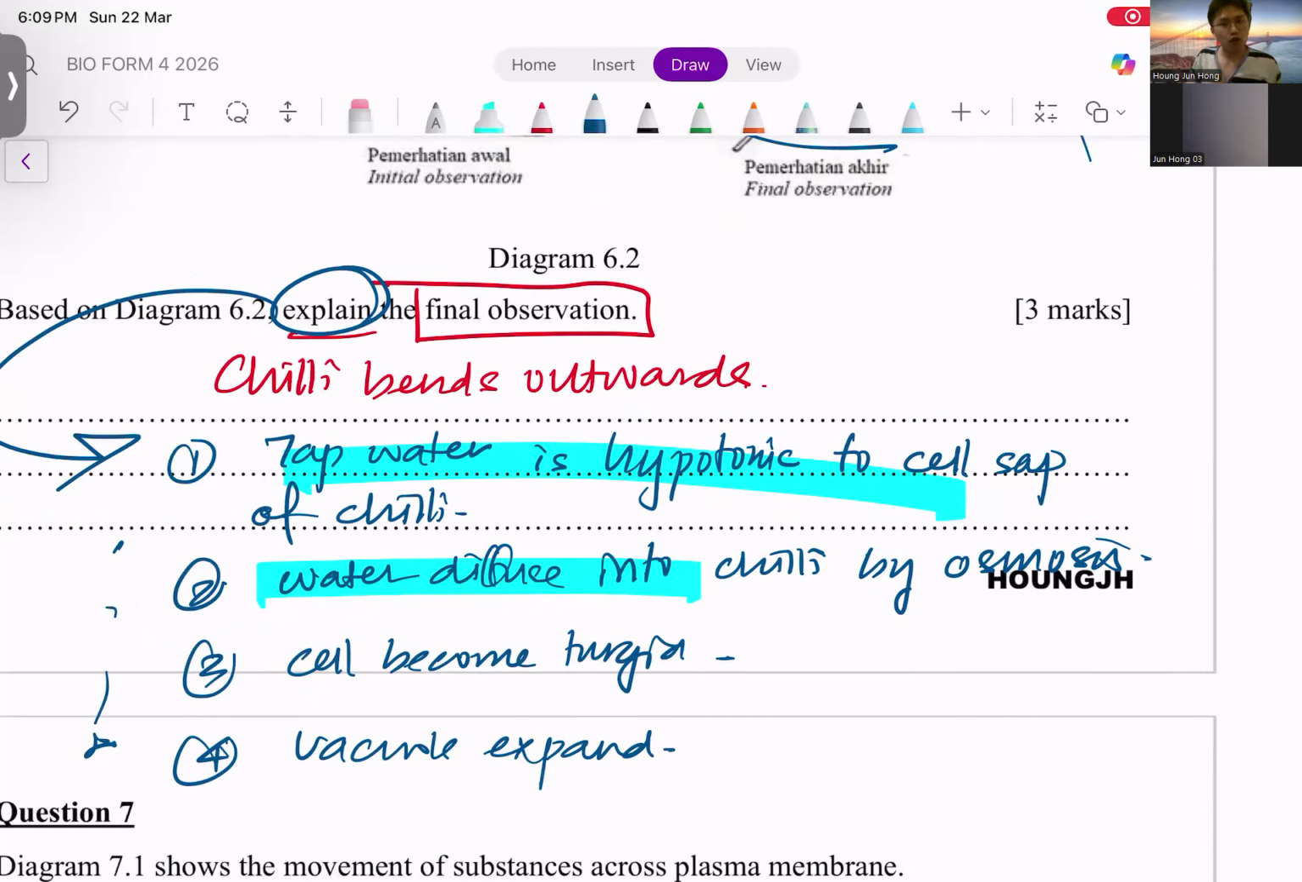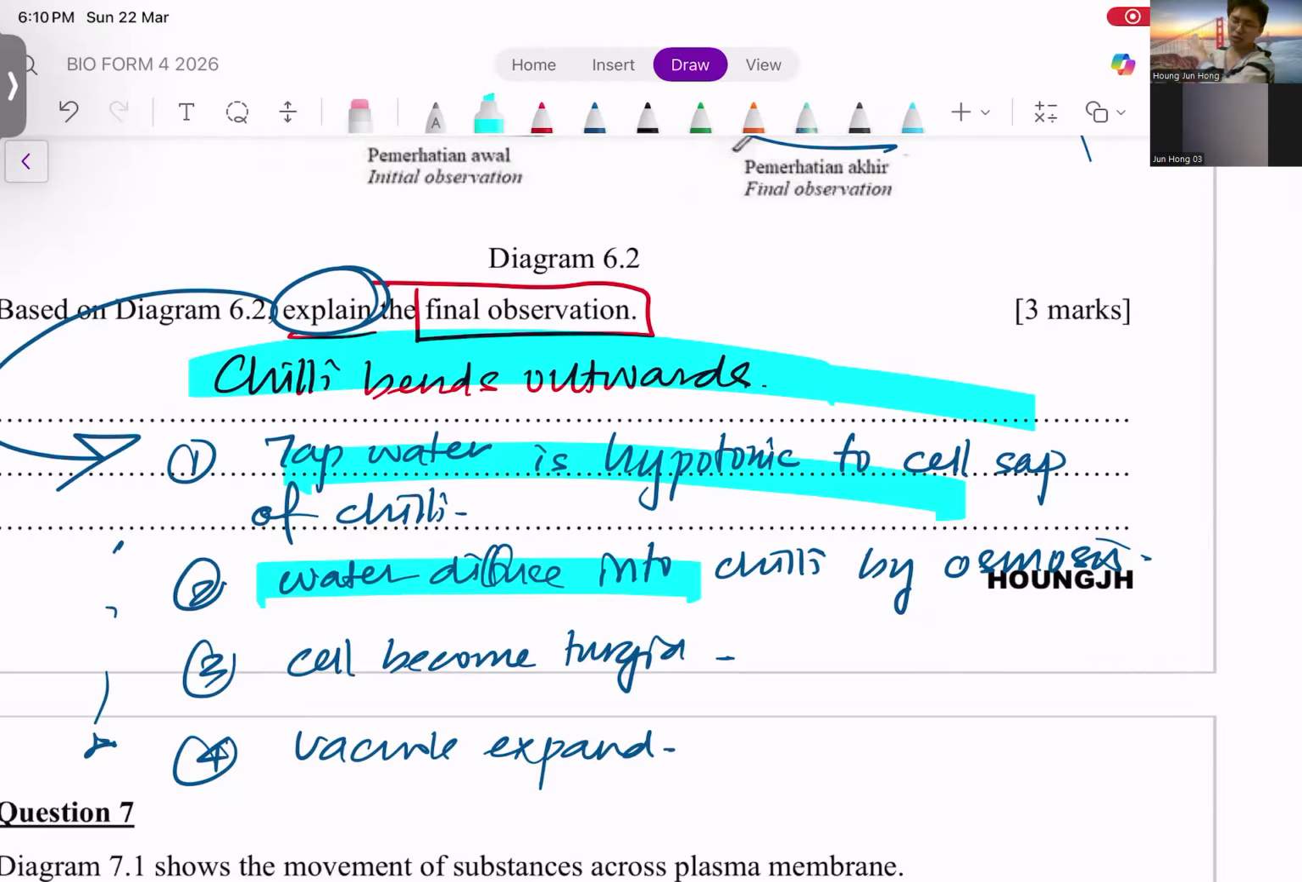Now again, my point is that even if you don't know what happened at the end to the chili, it doesn't matter. Just talk about the water. You should know at least that tap water is hypotonic. Distilled water is also hypotonic. If they give you a salt solution, it's hypertonic, right? So even if the question looks too difficult, there must be something you know how to do. There must be something you can hold a grip on because you have learned that before. Then use that to help you along.